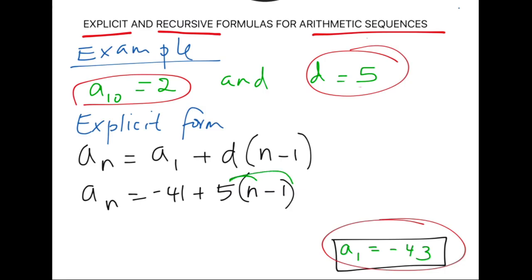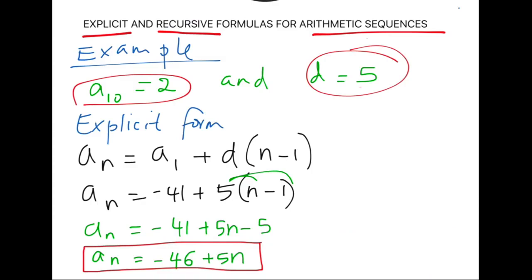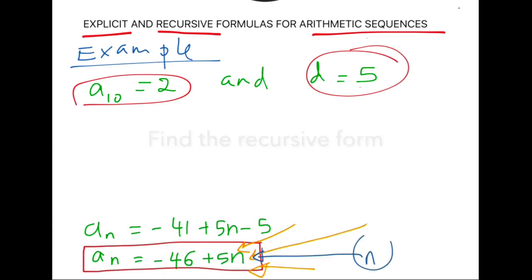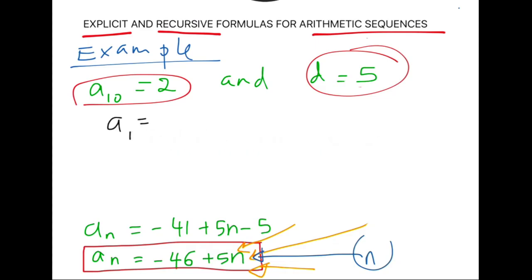So I will distribute the 5. I will end up with a_n is equal to negative 41 plus 5n minus 5. And then I will combine like terms. I will end up with the simplified result, and that is my explicit form of the arithmetic sequence. From this form now, we can go ahead and find a few terms. We can find, let's say, a2. I just have to replace n with 2 in my equation. So that will end up being negative 36. We have already established that a1 is equal to negative 41.